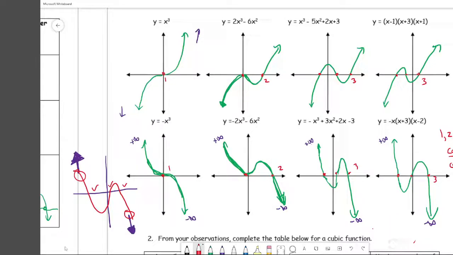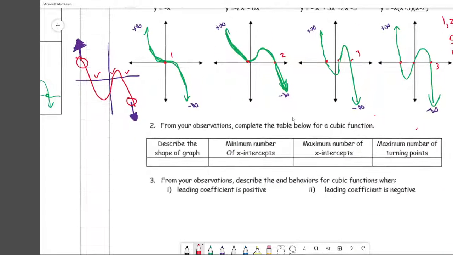So a cubic must start and end in opposite directions. If it starts at positive infinity, it ends at negative infinity, and vice versa. It must cross the x-axis at least once, but it could cross the x-axis once, twice, or 3 times. It could not cross the axis more than 3 times. That's not possible either. So let's make some notes here.